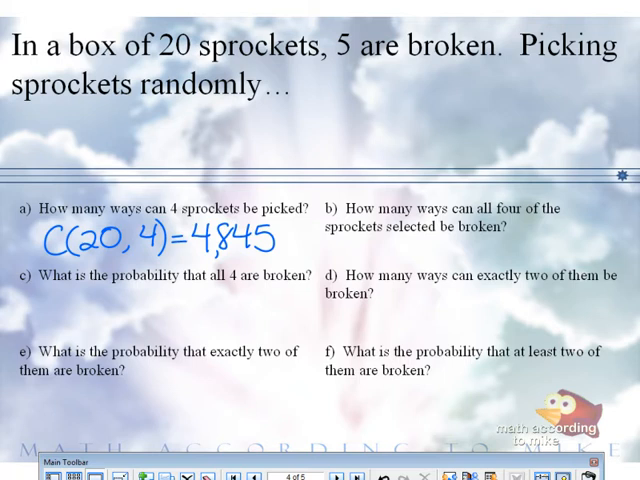Part B. How many ways can all 4 of the sprockets selected be broken? It's going to be a combination of how many sprockets are broken and how many are we selecting, 4. That's just 5. Good so far?